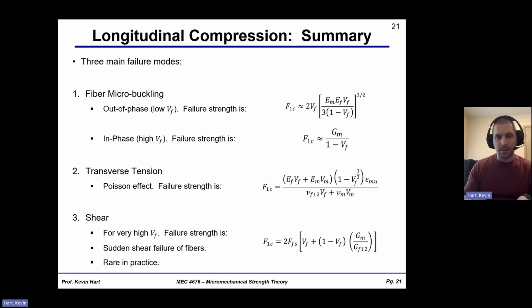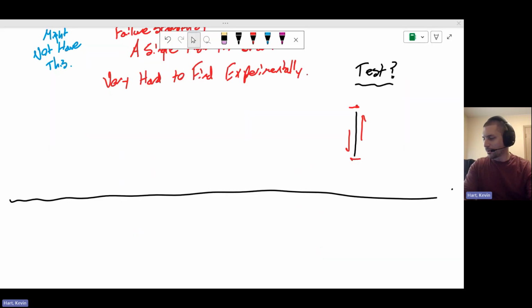On your homework, problem number 5, I'm going to ask you, what is the failure strength of a particular type of composite across a wide spectrum of volume fractions according to these theories? You're going to graph all these lines on the same graph and say, all right, if the volume fraction is 10%, it's going to fail at this value. If the volume fraction is 30%, it's this value, and so on and so on. Okay, so that's longitudinal compression.